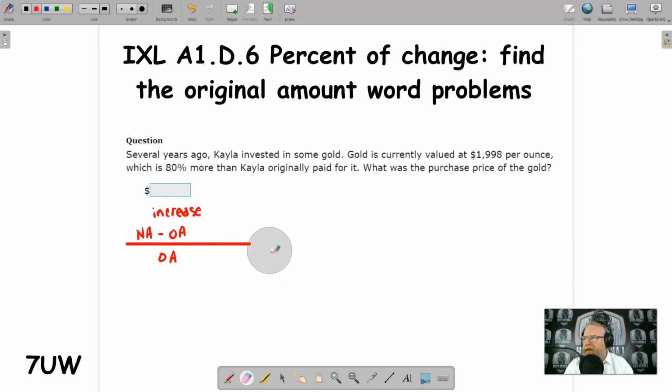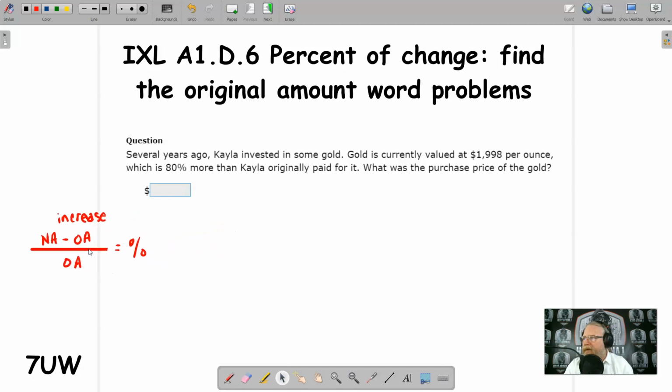And whenever we do this, this is going to create for us a fraction. And we're going to do some dividing, and we would end up with a percent of change, or a percent of increase. So let me go ahead and grab this here. We'll group all that together, and we'll move that over here to the side. So if we have an increase, it's the new amount minus the original amount divided by the original amount equals the percent of increase.